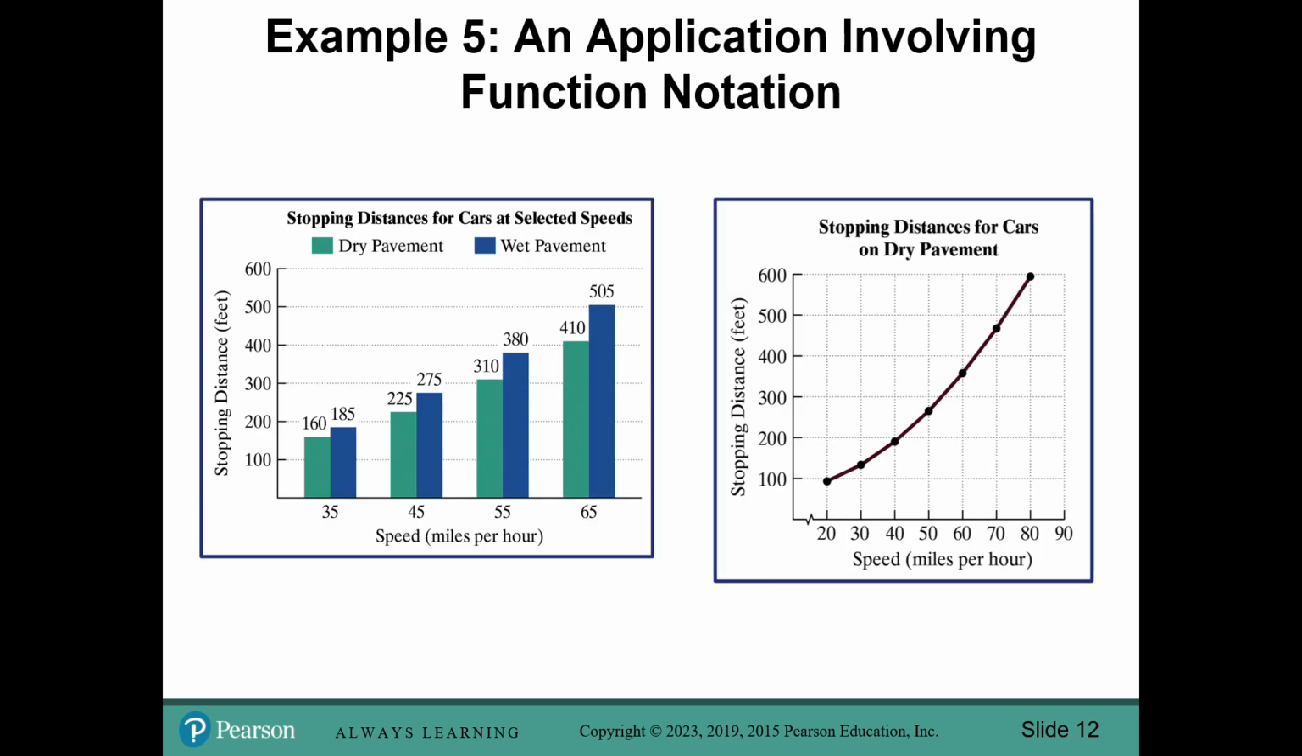So let's look at this. We have our stopping distances for cars at selected speeds. We have a greenish color for dry pavement and a bluish color for wet pavement. Our stopping distance here is in feet. Our speed is in miles per hour. And obviously we could tell that when the pavement is wet, it requires a little bit further, no matter what the speed, to stop. Now if we look at our line graph over here, the stopping distances for cars on dry pavement, we can see it plotted out. Okay, and it is a curve going upward. The faster you go, the further it takes to stop.